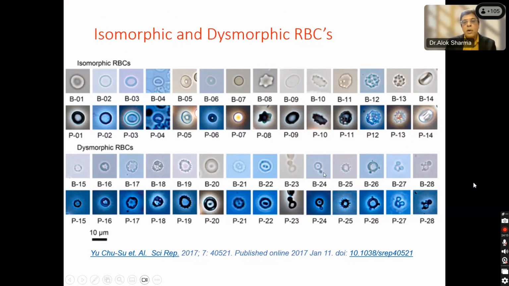One I would like to draw your attention to is the numbers B24, B26, B27, B28. These are the ones where you have small protrusions from RBCs, the so-called dog's ears appearance. This is a very, very commonly found appearance of dysmorphic RBCs in urine. There are various others, but this is a relatively common theme of small outpouchings of the cytoplasm with irregular margins, which helps you to identify the dysmorphic nature of the RBC.